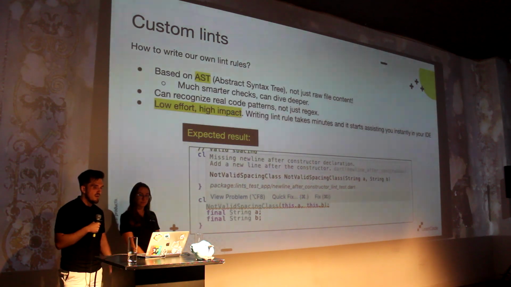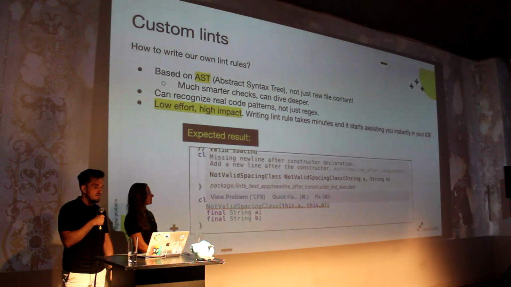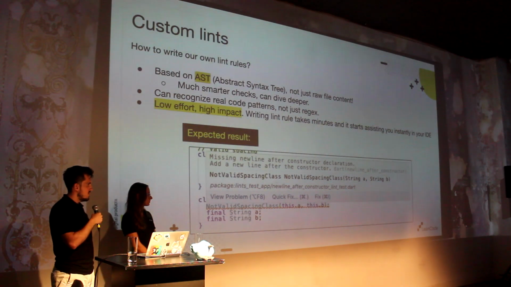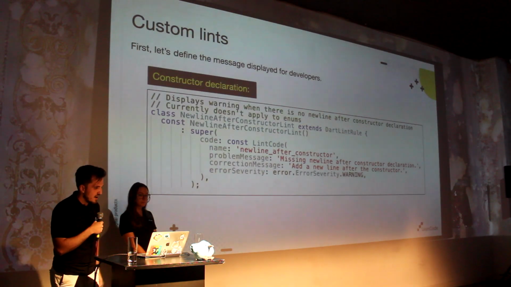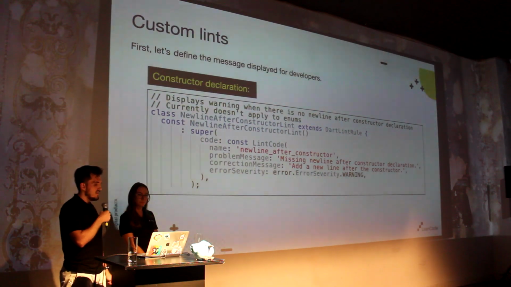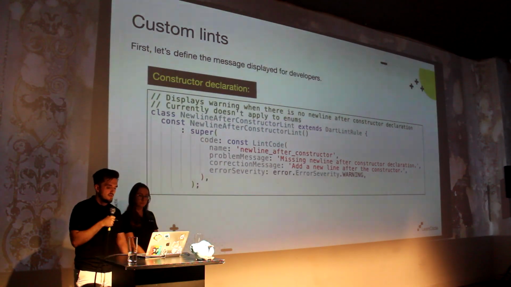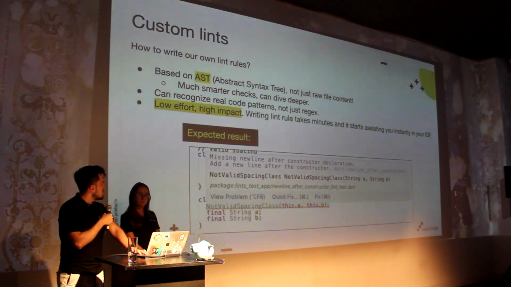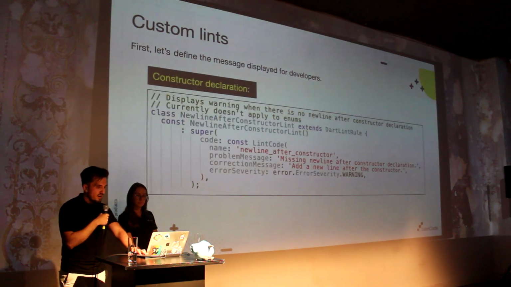Let's code it together. Let's write a lint that forces adding an empty line after constructor, because we believe that it gives the class code a much cleaner look. First, we have to start with writing a Dart lint_rule class and write a constructor for it. And if you take a look at this constructor, you may already see that it basically mirrors the warning message the developer will see in Visual Studio Code.